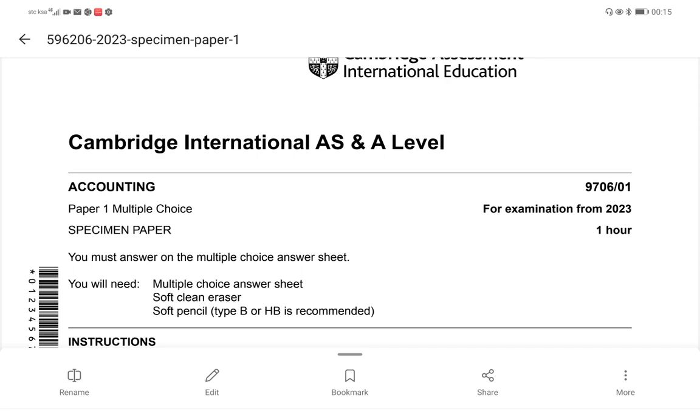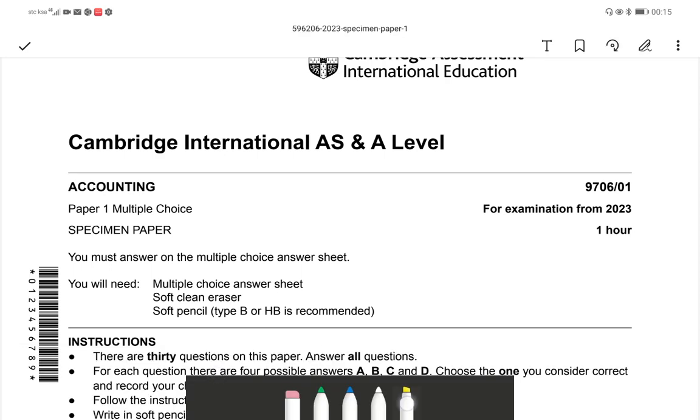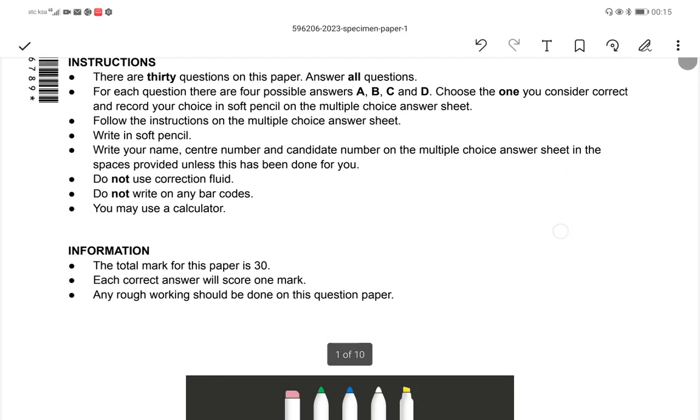Dear students, today we are going to do the 2023 specimen paper of AS and A level accounting, paper 1 specimen paper. Let's go to the question.